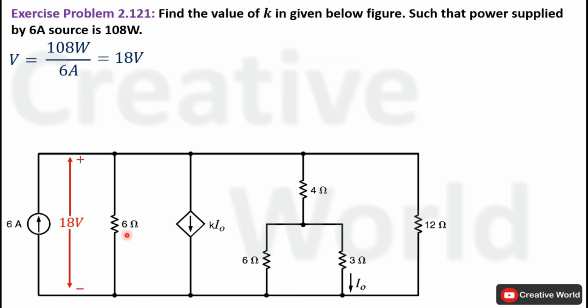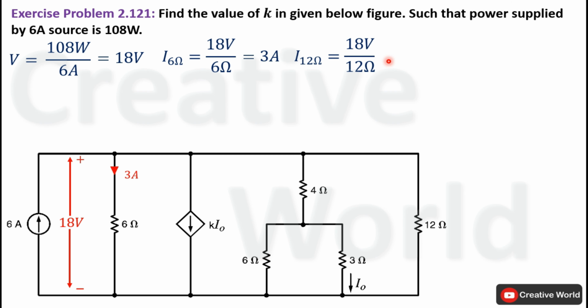First of all, current through this branch will be equal to voltage across it divided by the value of resistance, 18 volt divided by 6 ohm. So current through this 6 ohm resistance branch will be 3 ampere and the direction of current will be downward. Similarly, current through this branch will be equal to 18 volt divided by 12 ohm. So the value of current will be 1.5 ampere and again the direction of current will be downward.